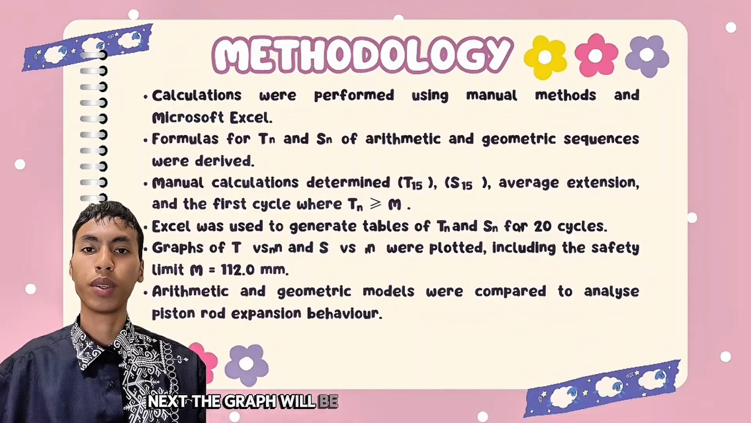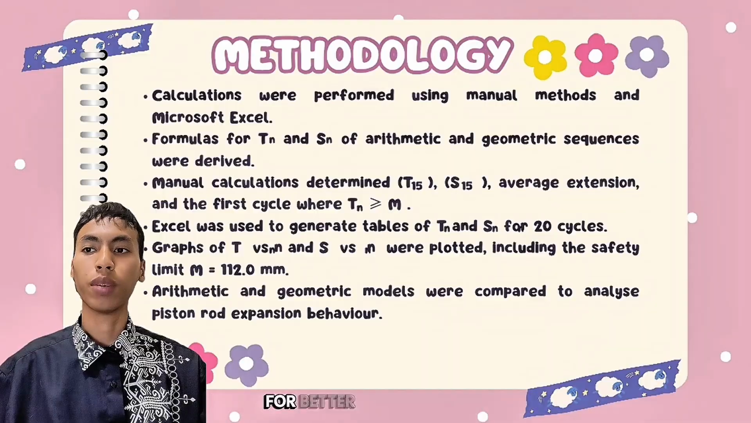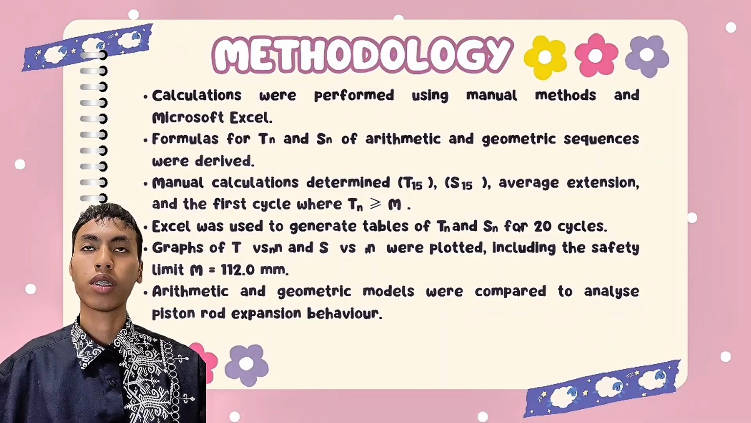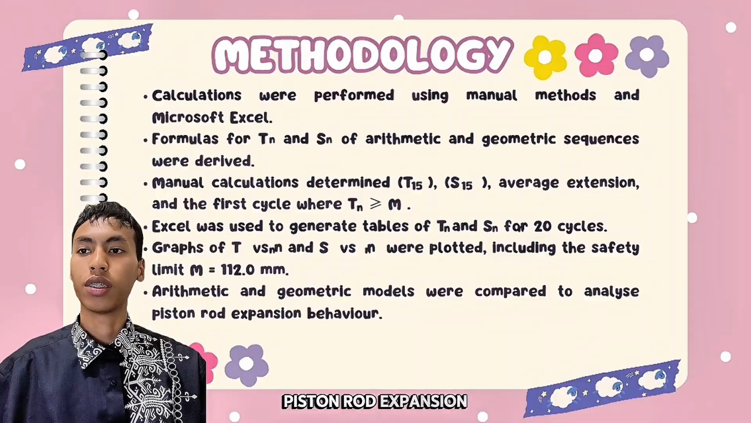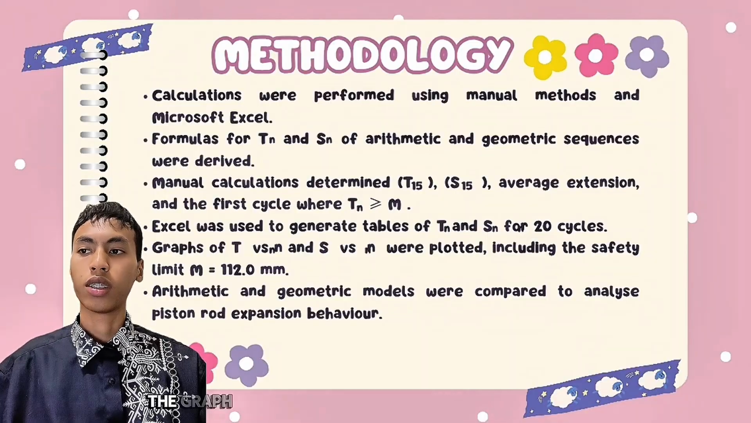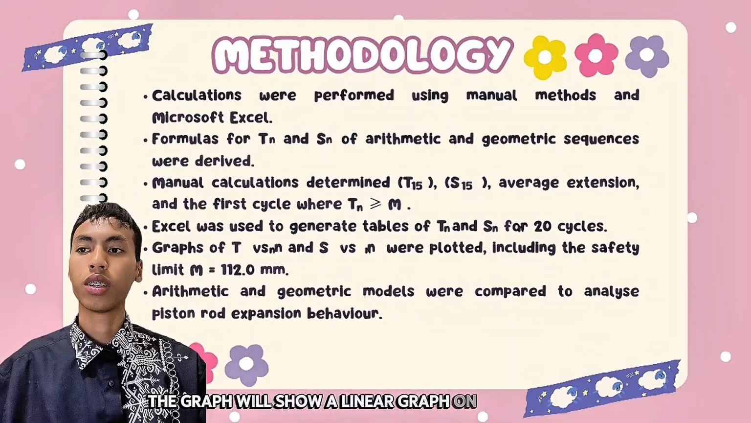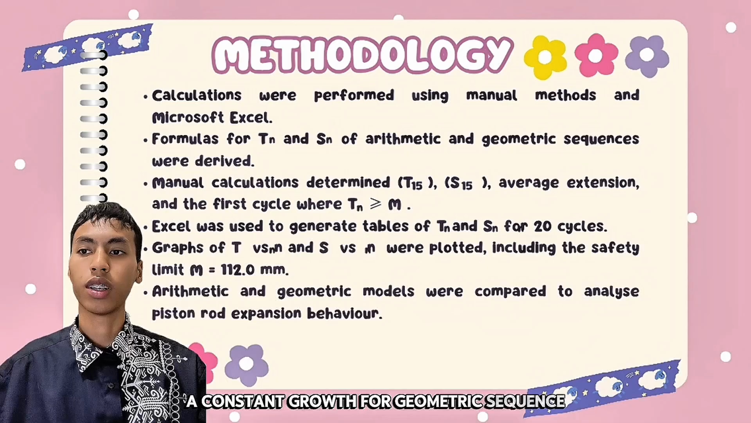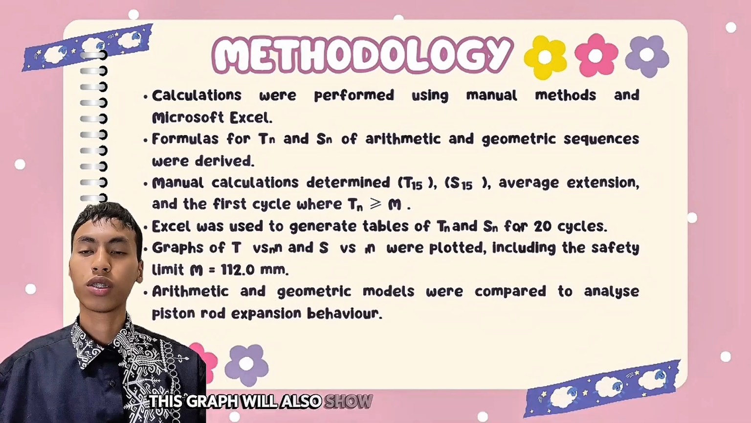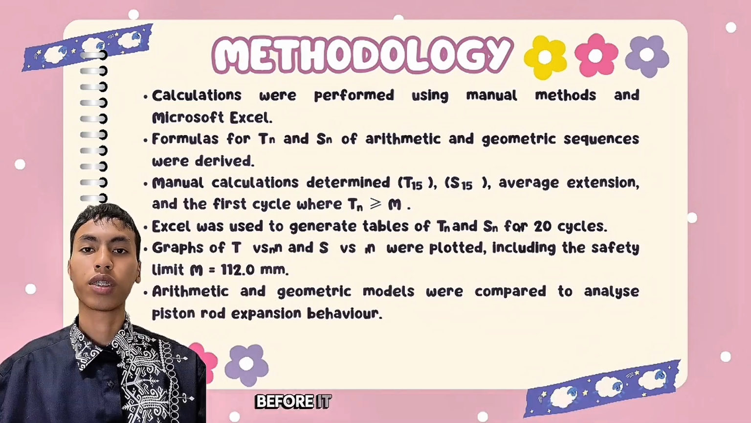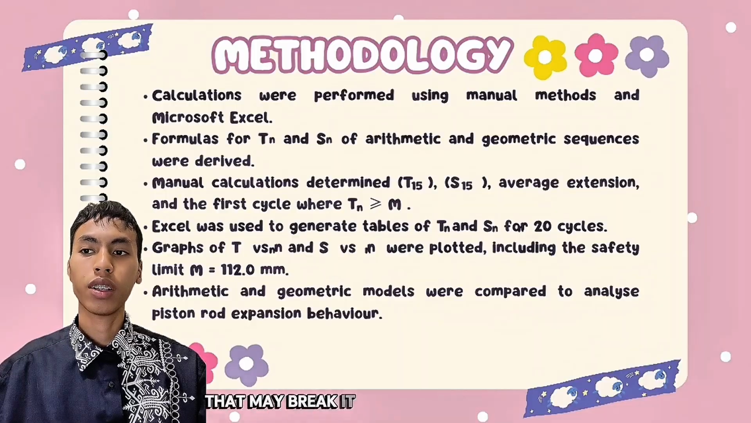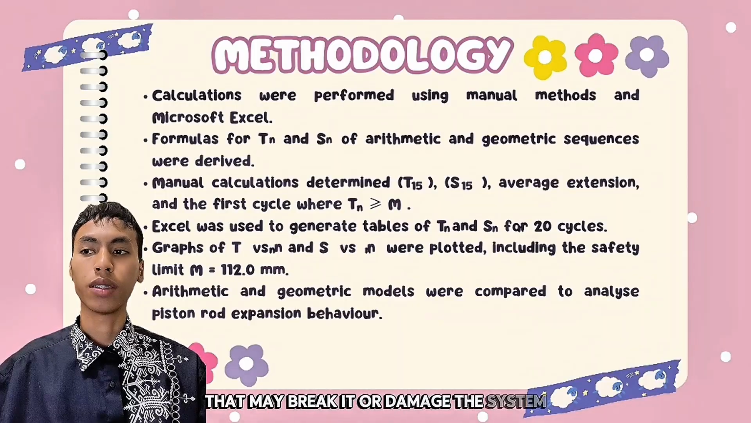Next, the graph will be plotted using Microsoft Excel for a better understanding of the behavior of piston rod expansion. Theoretically, the graph will show a linear graph for the arithmetic sequence and then a constant growth for the geometric sequence. This graph will also show the limit of the piston rod before it gets too long and becomes dangerous, which may break it or damage the system.